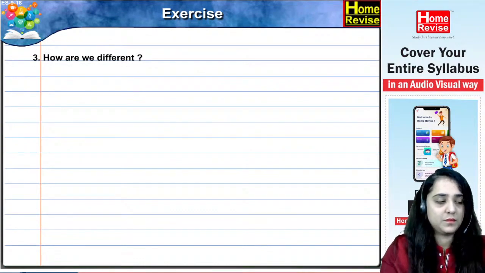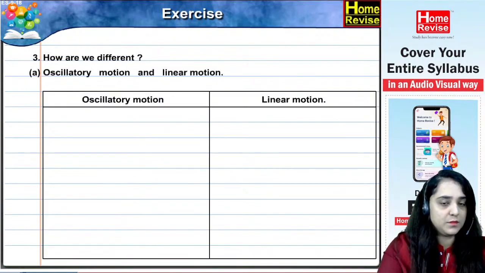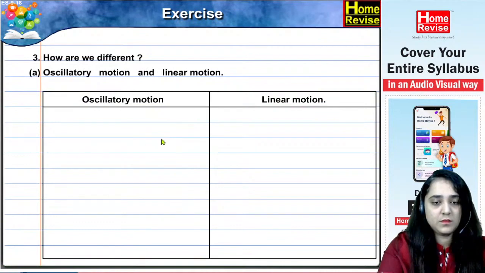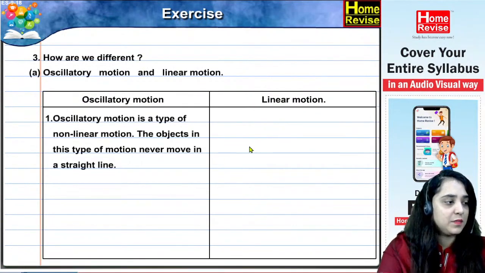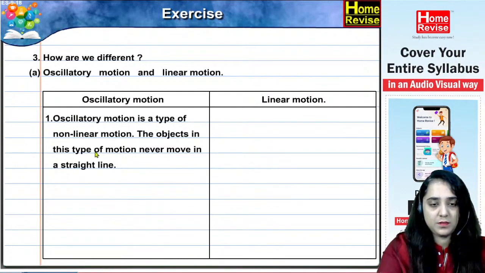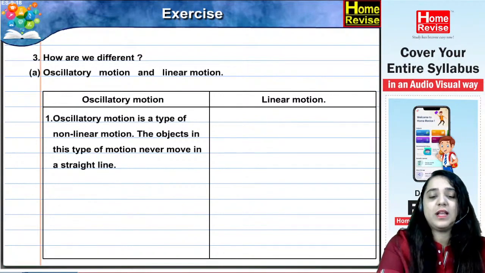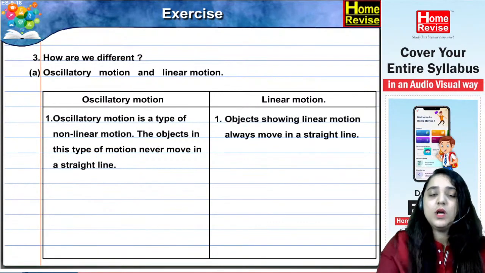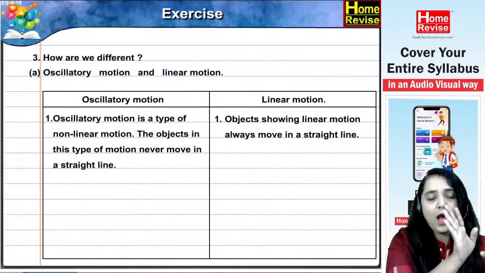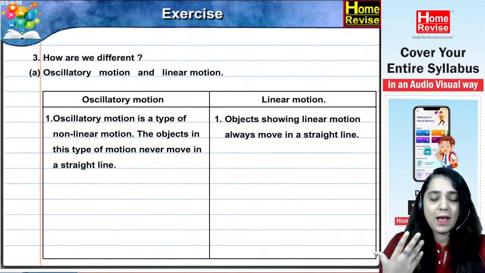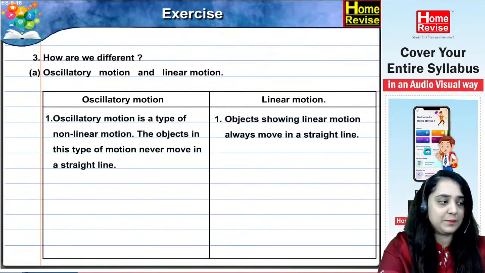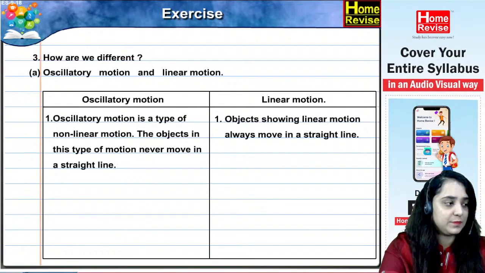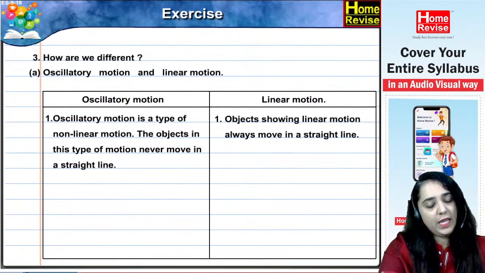Question number 3. How are they different? A. Oscillatory motion and linear motion. Answer: point number one. Oscillatory motion is a type of non-linear motion. The objects in this type of motion never move in a straight line. As we all know, oscillatory means it never moves in a straight line, it moves to and fro, front and back. Whereas objects showing linear motion always move in a straight line.